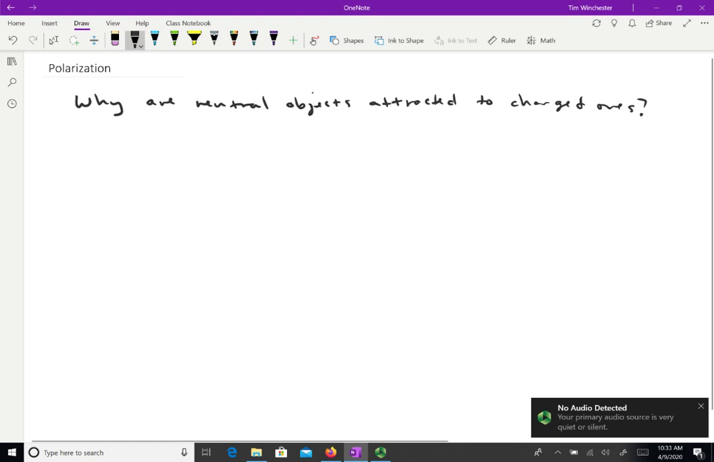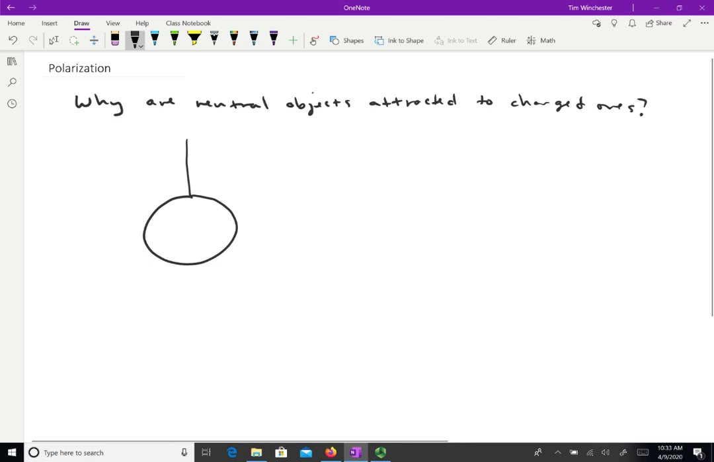Okay. And so you saw a demonstration with a pith ball, and the idea here is that we have a conductor like so, and we bring a charged object nearby. I don't know specifically what the charge is for the charged object. Let's say that the charge is negative. So I'll just draw a bunch of minus signs on this charged object.